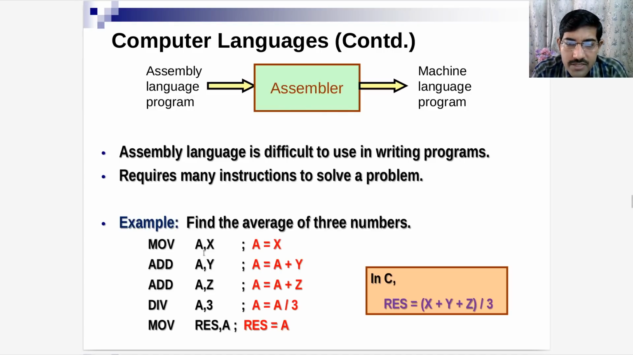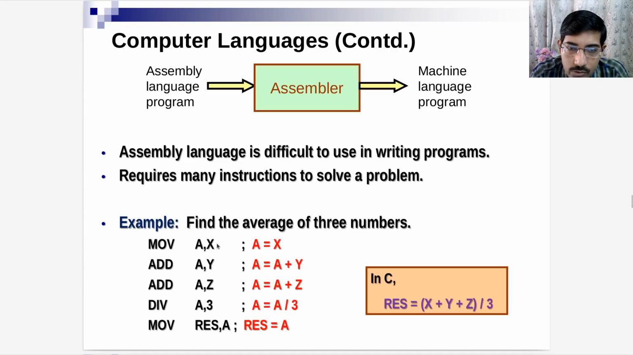For example, you see here, it just computes the average of 3 numbers. What we usually write in C is x plus y plus z, which are 3 numbers in 3 so-called variables, divided by 3 is my answer. So this one line, if you have to write it in assembly, you have to write it in this way.